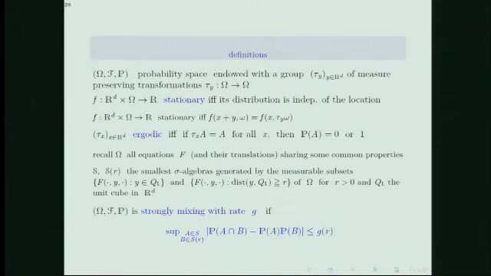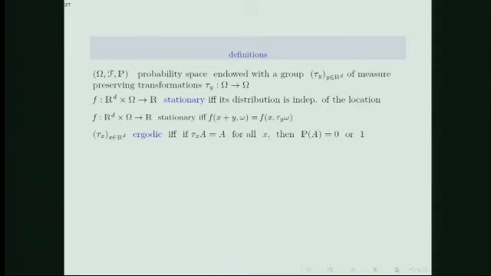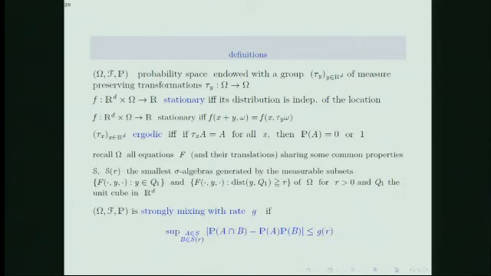Okay, so this is just to make what I said before rigorous. So, a probability space and a measure preserving transformation. This is the definition of a stationary function. I repeat what ergodicity is. And for later use, I want to just say what I mean by strongly mixing, or mixing here. The intuitive idea is that the equations that are moving further and further apart decorrelate.